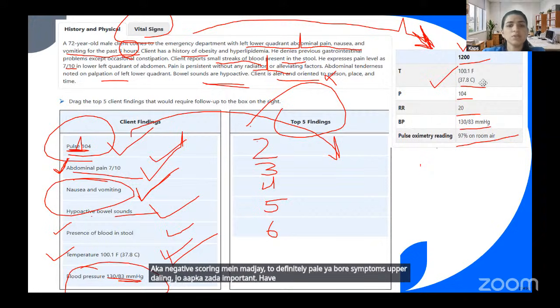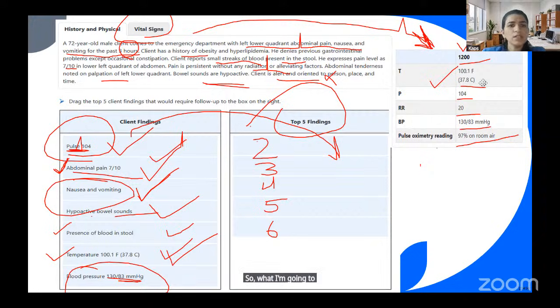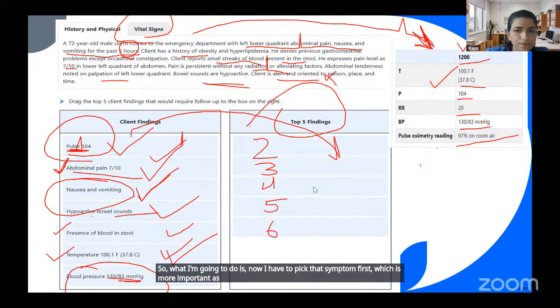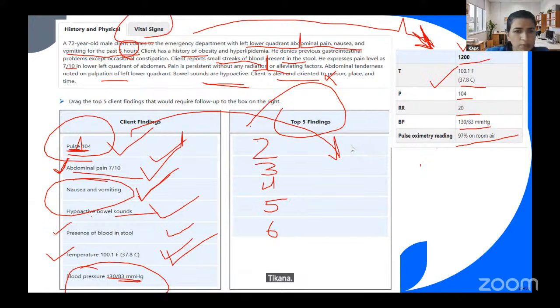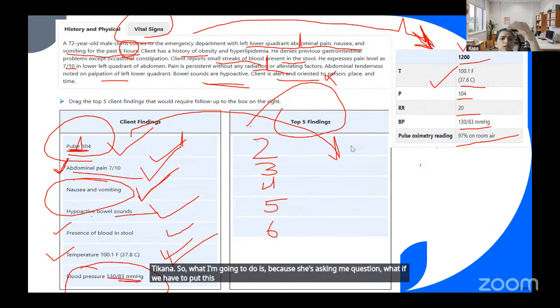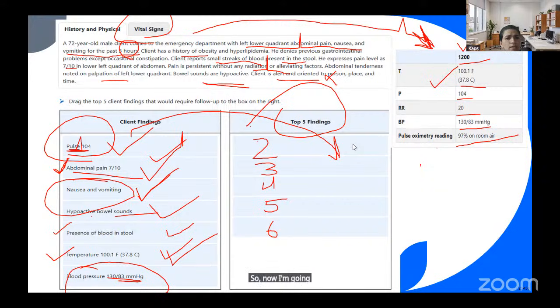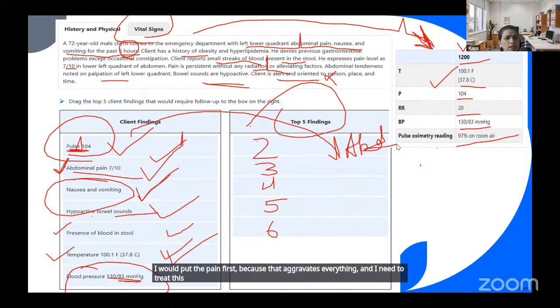Very good question actually. So what I'm going to do is now I have to pick that symptom first which is more important as compared to the other. So what I'm going to do is, because she's asking me what if we have to put this in the form of what comes first and next, right? I would put the pain first because that aggravates everything and I need to treat this thing first quickly so they can stop the rest of the further symptoms, right? So I'll put the abdominal pain on the top of the list, right?